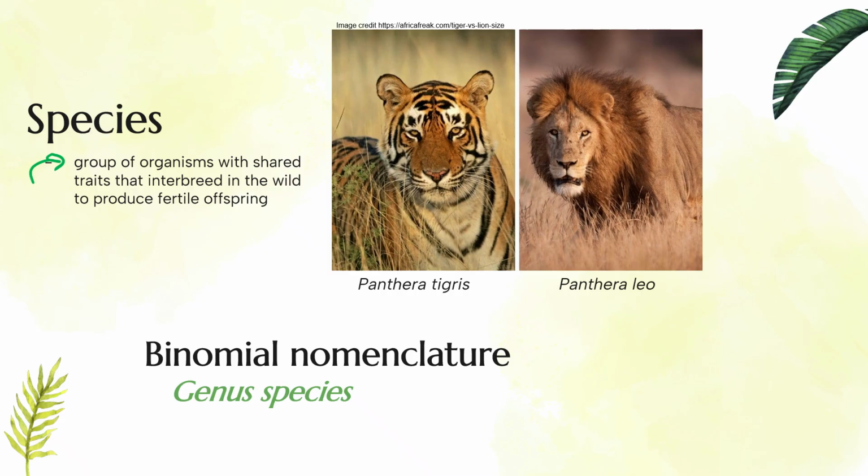Quick review, what even is a species? It's a group of organisms with shared traits that interbreed in the wild to produce fertile offspring. Tigers are part of a species. Genus name, species name, this is part of our binomial nomenclature. Notice that tigers and lions, we talked about this in the last lecture, have the same genus, different species. They are closely related, but still in different species. Interestingly, tigers and lions can reproduce to produce hybrid offspring, but those hybrid offspring are often not fertile.